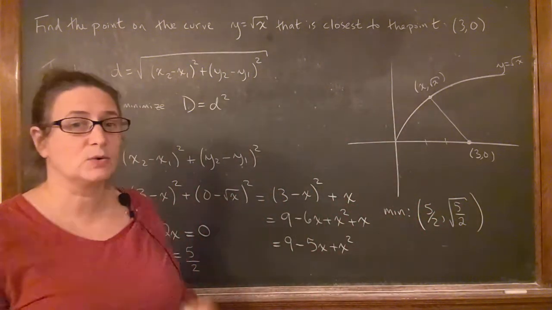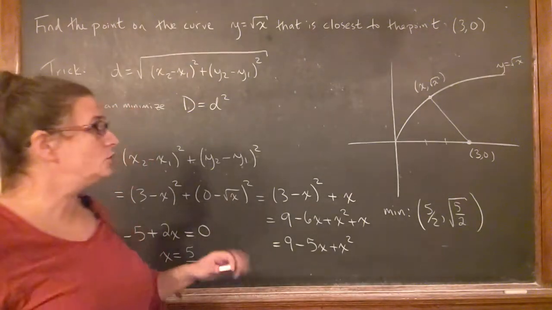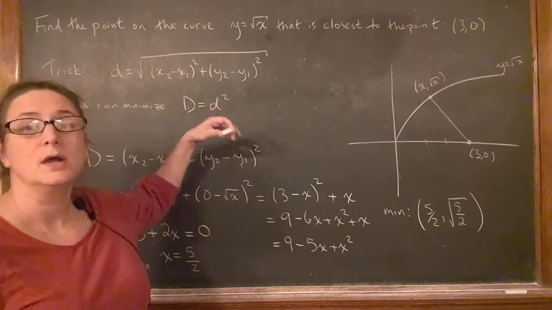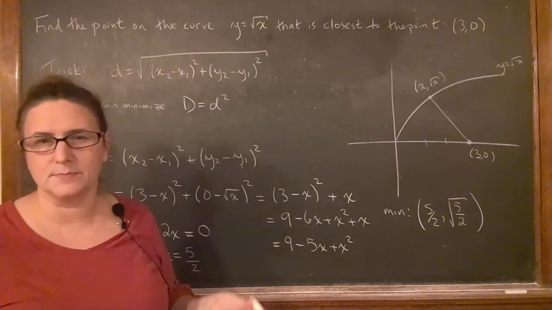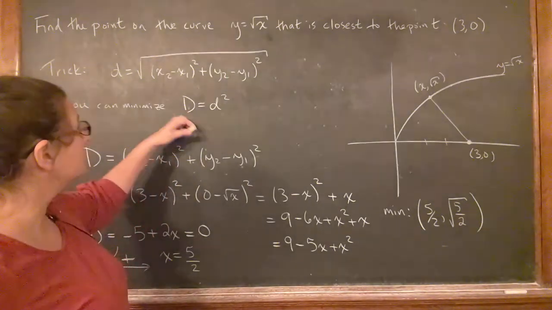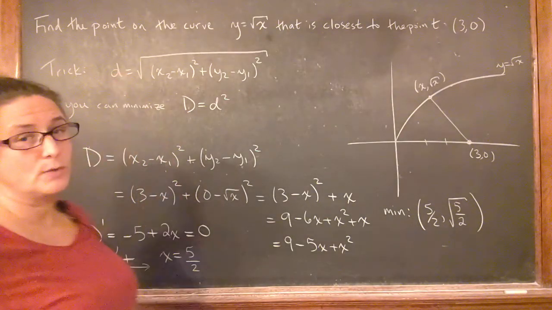So it's quite easy to do, and whenever you're using the distance formula, you can use this trick to minimize the square instead.